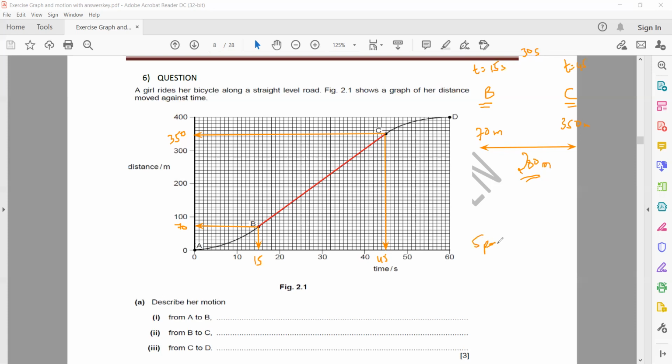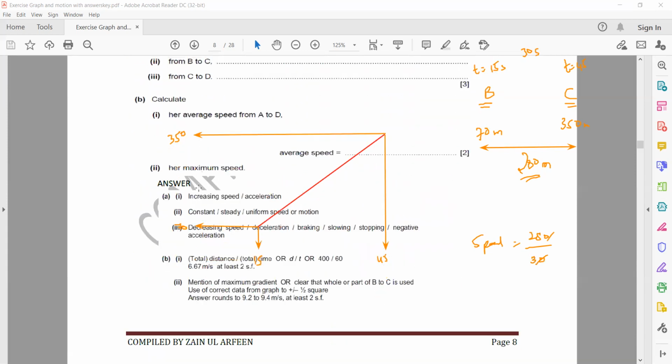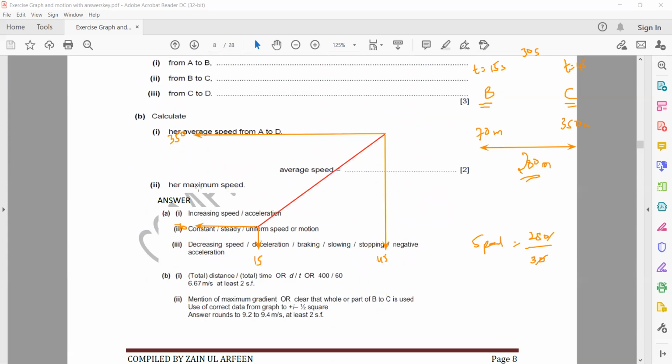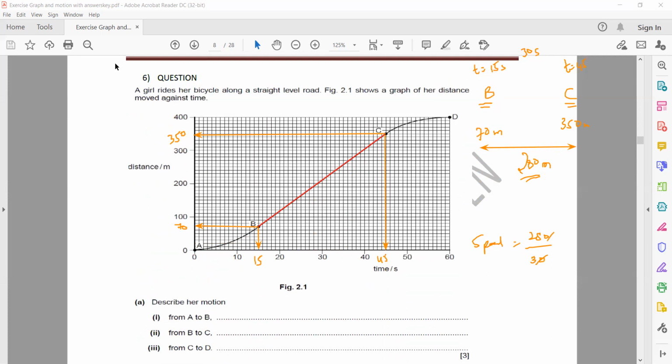Now to get the maximum speed, the distance traveled in this region divided by time. So 280 divided by 30. So you will get 9.3 meter per second. Is it clear, this question? Question 6.